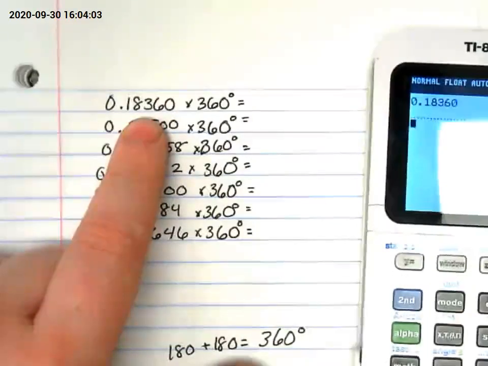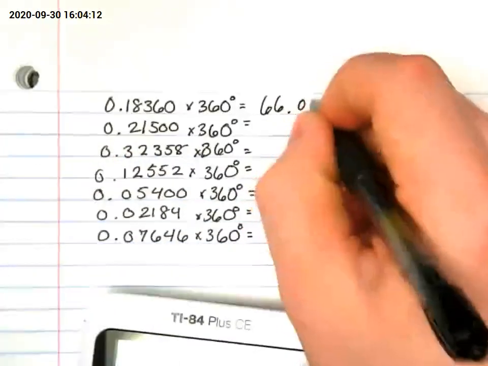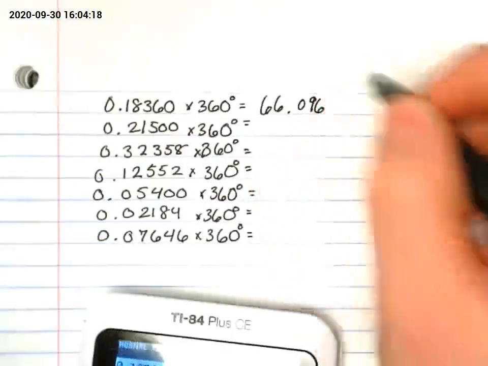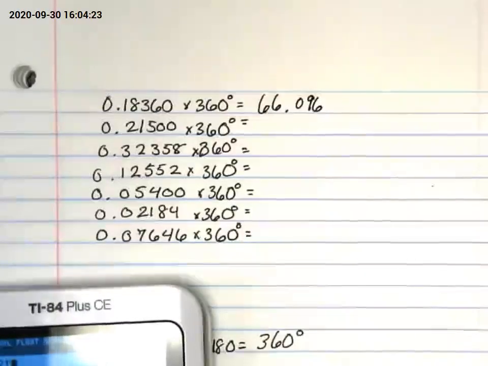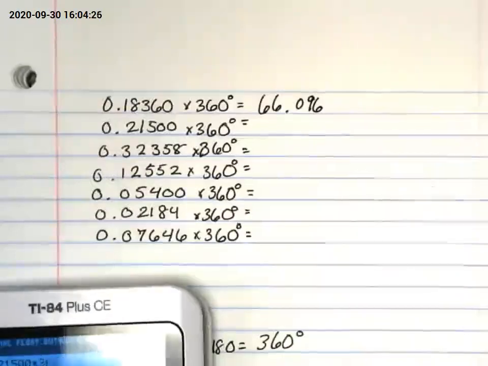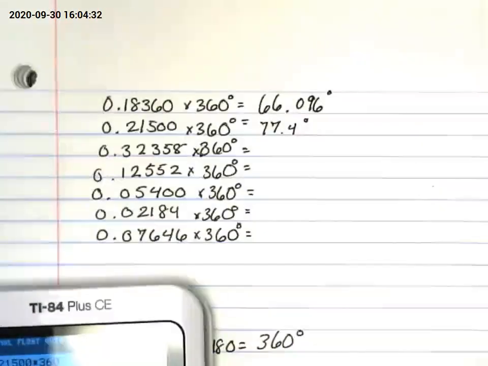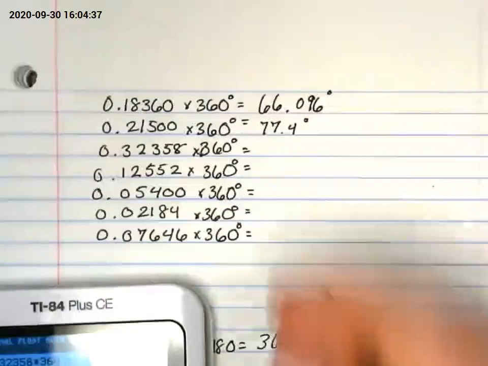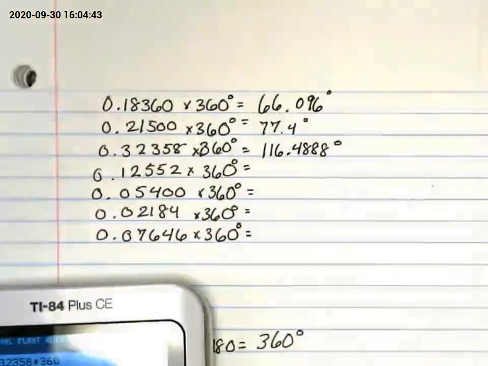So this guy's going to be 66 point. Well, let's just see what we get at the end here. We'll just keep whatever your calculator plops out. 77.4. Remember, these are in degrees. 0.32358 times 360 is 116.4888.